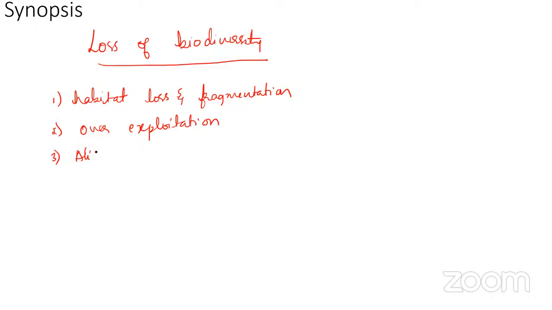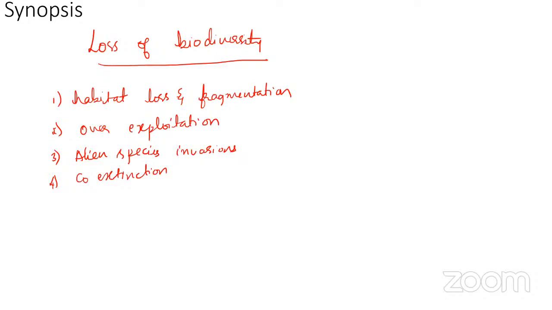Third, you have seen alien species invasions. Please remember the examples such as Nile perch, which was introduced into Lake Victoria. Similarly, Parthenium, Lantana, water hyacinth and African catfish. And the last one is co-extinction, where if there are two organisms, extinction of one organism will lead to extinction of the other one.